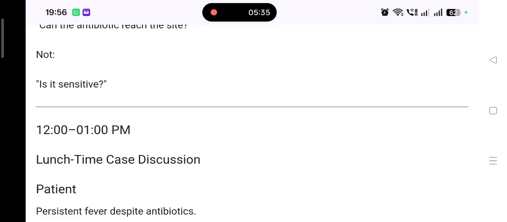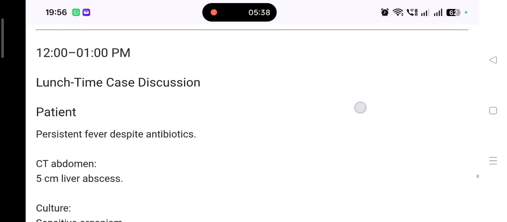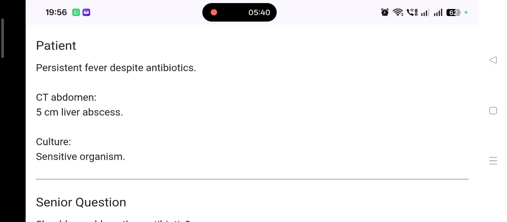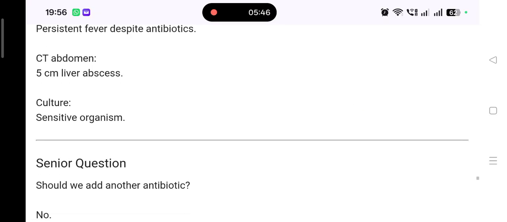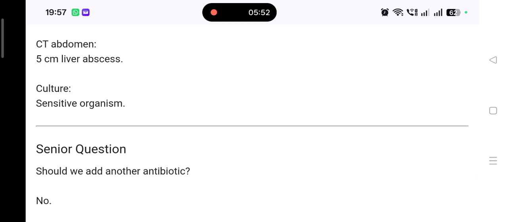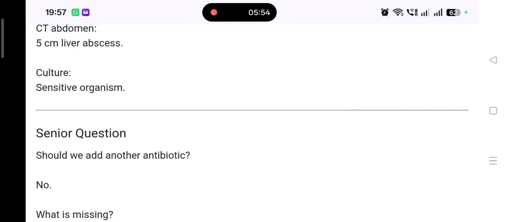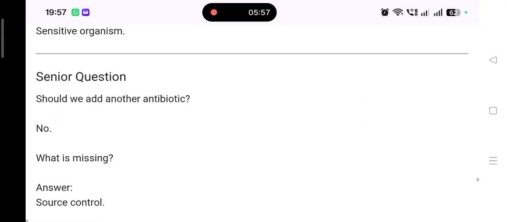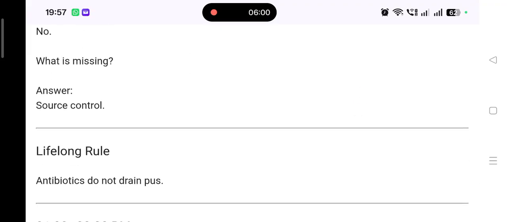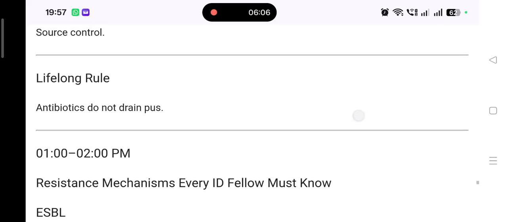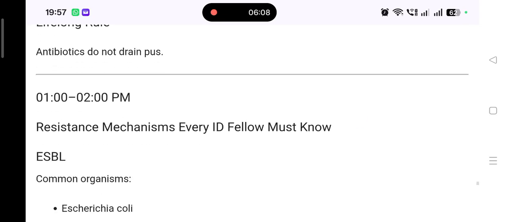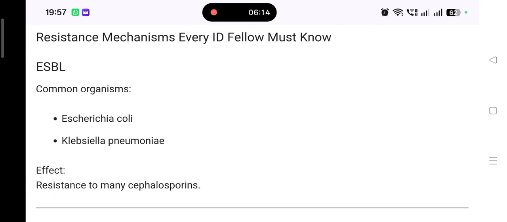Not, is it sensitive? Then lunch discussion. The patient has persistent fever despite antibiotics, CT abdomen shows a 5 centimeter liver abscess, and a culture sensitive organism is found. Should we add another antibiotic? No. What is missing? Source control, meaning the abscess is still there. The lifelong rule is antibiotics do not drain pus. So you have to drain the pus in this case.